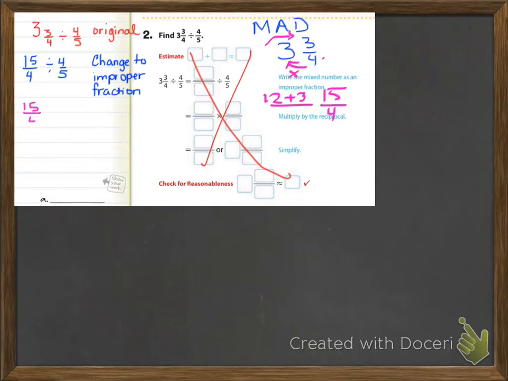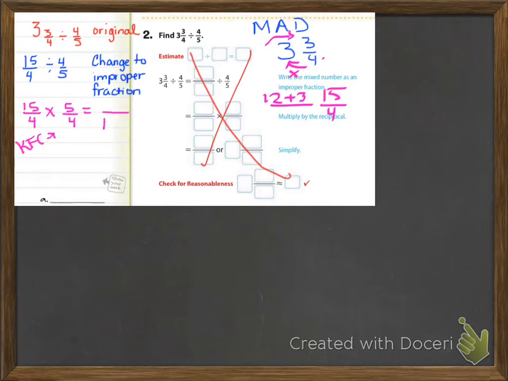So the 15 over 4 is the keep. The flip is 5/4 now. And the change is going to be multiplication, from division to multiplication. So you could even write KFC down here and then a little arrow up there. That way you can still have some room to work the problem out. 4 and 5 we can't reduce, 15 and 4 we can't reduce, so we're just going to multiply straight across.